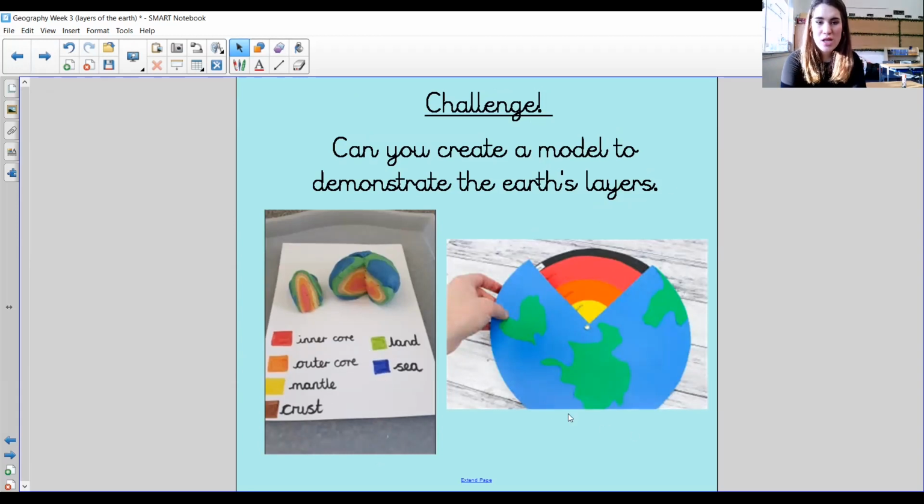This is a really cool spinning Earth where she's created the Earth and then she's showing the layers within it with different colours of paper or card. Again, if you don't have different colours of paper or card, you could just colour them. It's up to you how you want to present and demonstrate the layers of the Earth. This is just a couple of ideas, but we're really excited to see you get creative with your model to demonstrate our layers of the Earth.